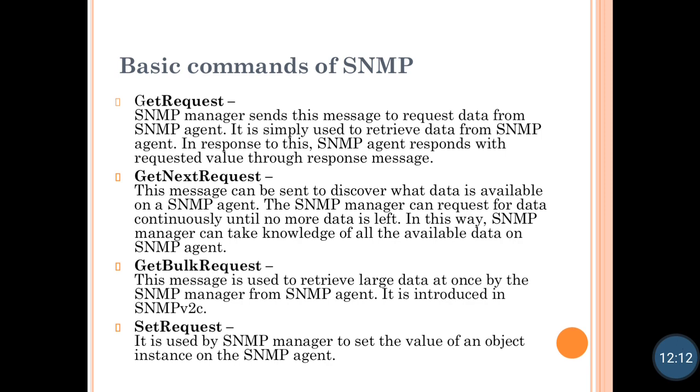Second, get next request. This message can be sent to discover what data is available on the SNMP agent. The SNMP manager can request data continuously until no more data is left. In this way, the SNMP manager can learn all the available data in the SNMP agent. Next is bulk request. This message is used to retrieve large data at once by the manager from the agent.